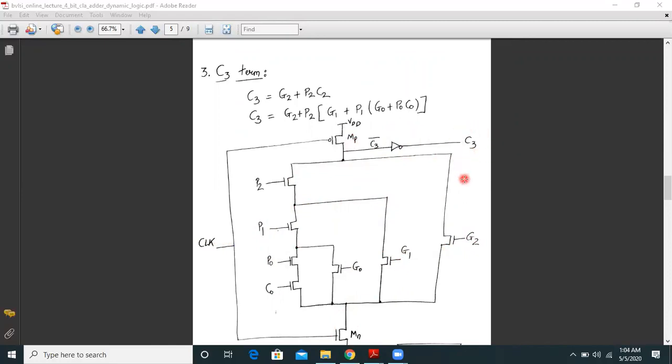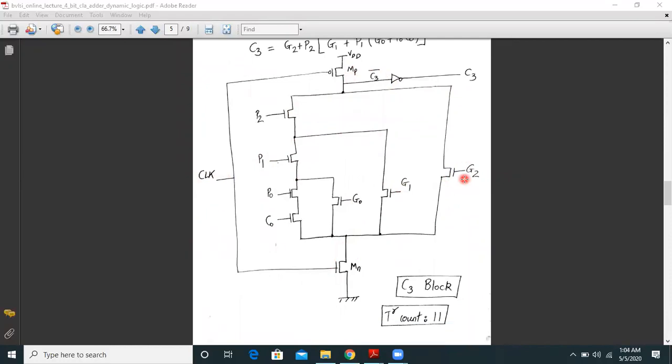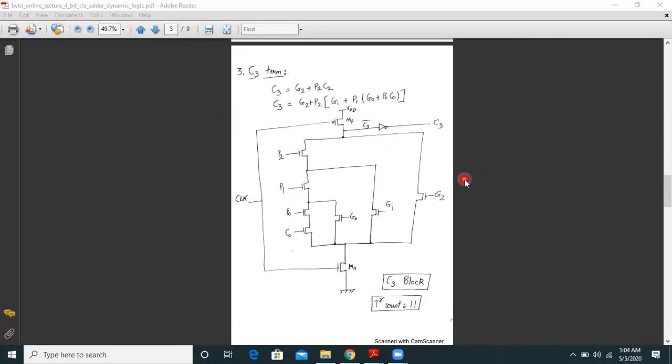So now let us check the total transistor count. The total transistor count for C3 block is, we require 4 plus 3, 7 transistors in the pull down network, 2 transistors in the form of Mn and Mp, and 2 additional transistors for CMOS inverter. So total is 7 plus 2 plus 2, that comes out to be 11. So the total transistor count for C3 block is 11.